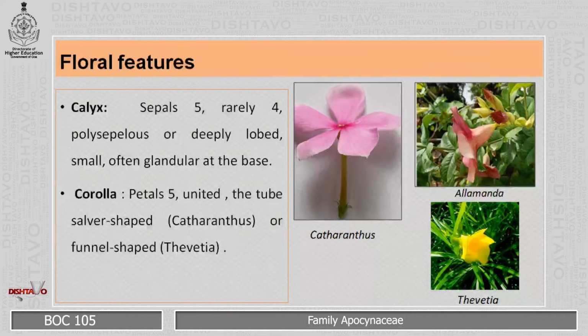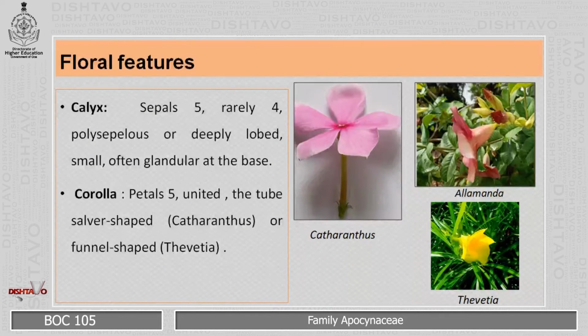Now the first whorl, that is the calyx, is made up of sepals. Sepals are the lowest part of the flower, where you will find that when the flower is in bud condition, it is enclosed. So it helps in protection. Now in Apocynaceae the sepals are 5. They are rarely 4, because we know it is pentamerous. They are polysepalous, where you will find the sepals are not fused, or they may be deeply lobed. But there are some plants in this family where you will find the sepals are fused, so we call them gamosepalous. Now these are often glandular at the base, with the presence of a gland at the base of the sepals.